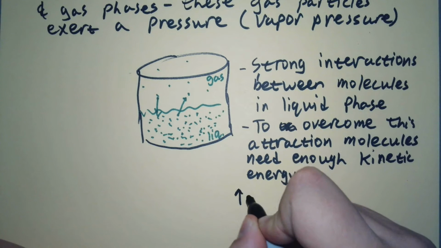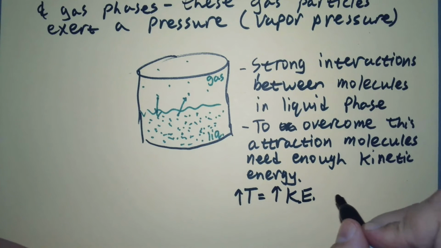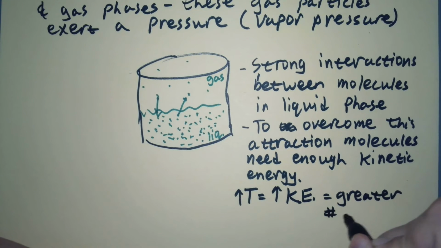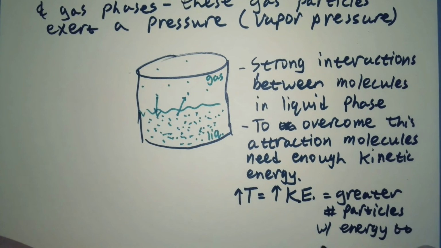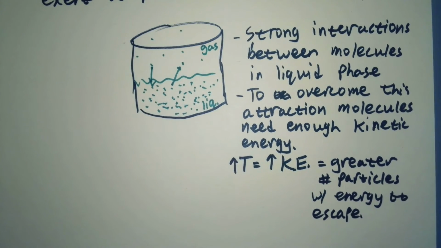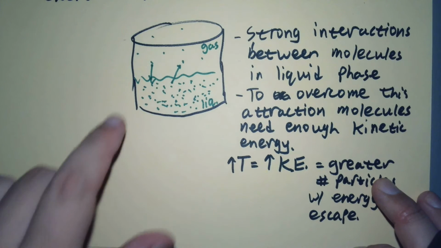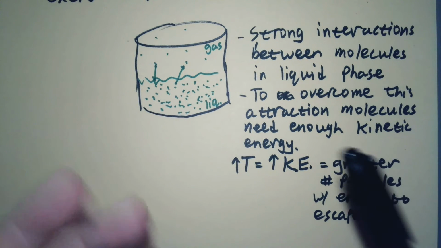So increasing temperature equals an increase in kinetic energy, which equals a greater number of particles with energy to escape. And by the way, if it has higher kinetic energy, it's essentially the hot particles leaving into the gas phase. It's an interesting thought. And so it actually cools the liquid down. So evaporation cools the liquid.